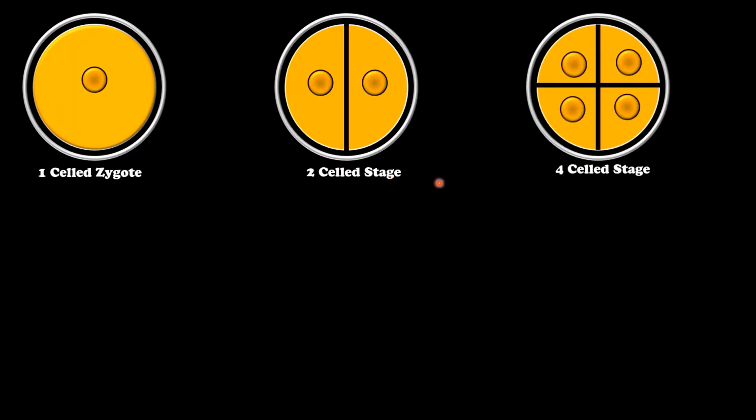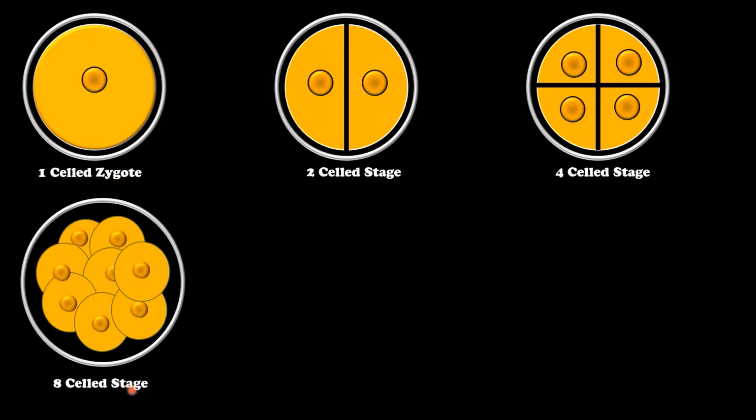The first cleavage is vertical to form two cells. These cells are now called blastomeres. It occurs 30 hours after fertilization. The second cleavage is also vertical, but it is perpendicular to the first one, to form 4 blastomeres. The third cleavage is horizontal to form 8 blastomeres.